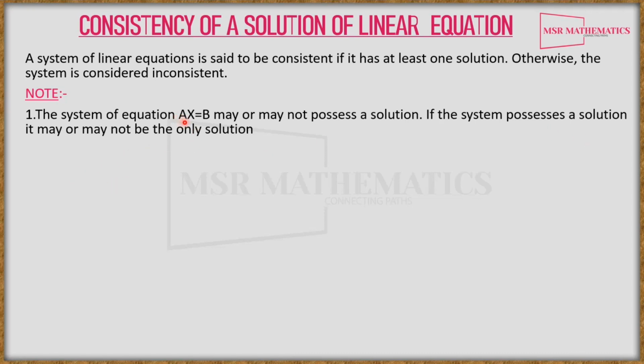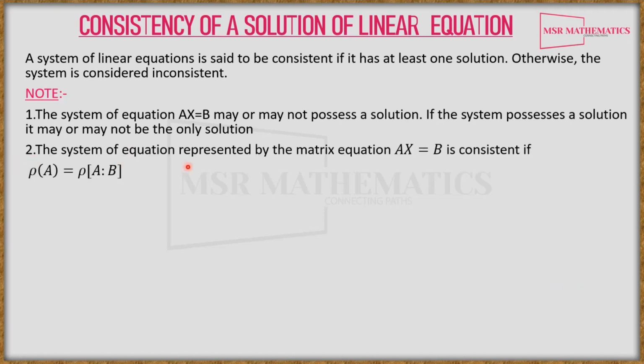Here the system of equations is given by Ax = b. It may contain a solution or may not contain a solution. If the system possesses a solution, we also have a condition: it may or may not be the only solution for a given system of linear equations.